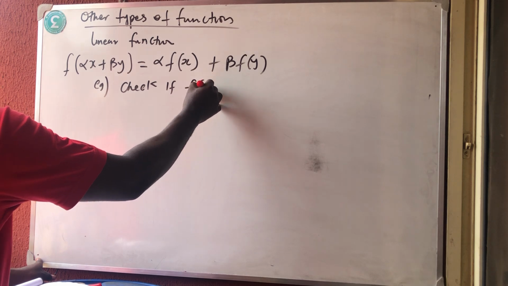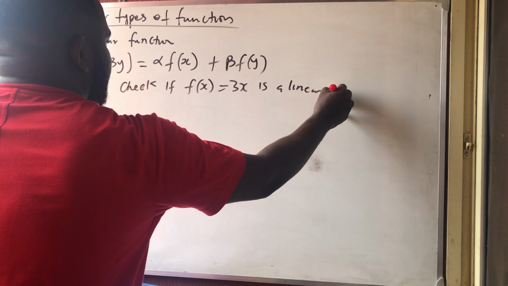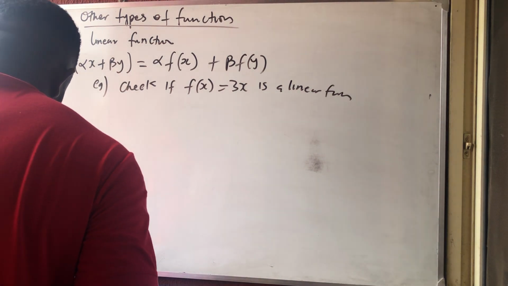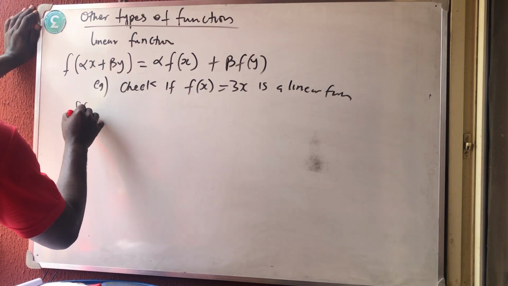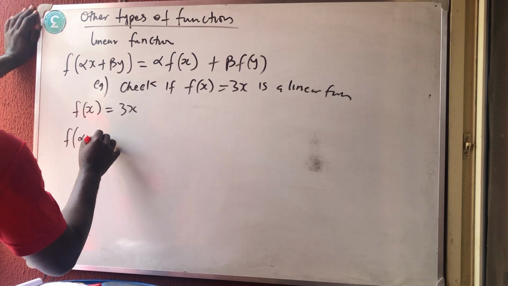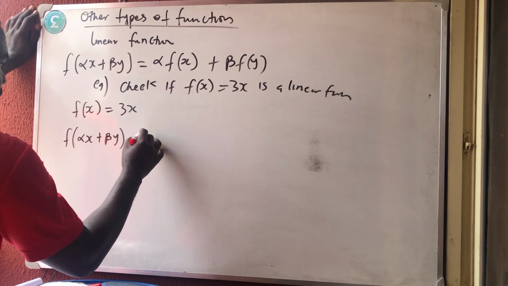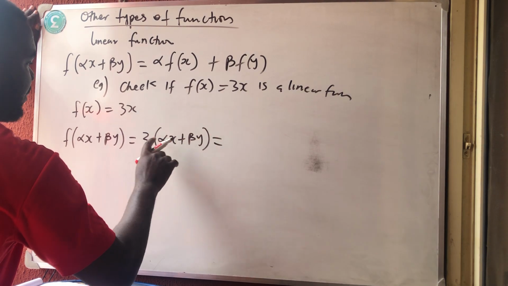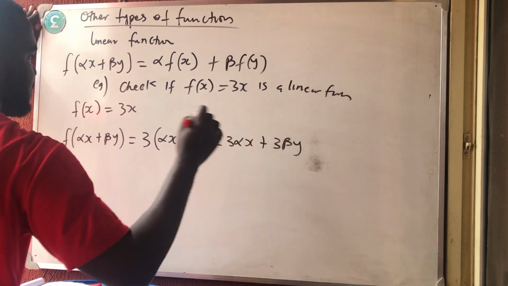An example to that: check if f of x, which is equal to 3x, is a linear function. The first thing we do is, they gave us that f of x is equal to 3x. So now f of alpha x plus beta y says, anywhere you see x, just put alpha x plus beta y. So I have 3 into alpha x plus beta y. If I clear, I'm going to have 3 alpha x plus 3 beta y. This is the result I got.